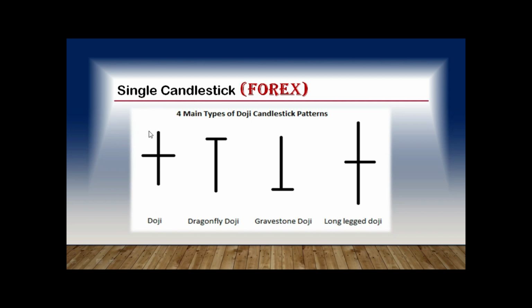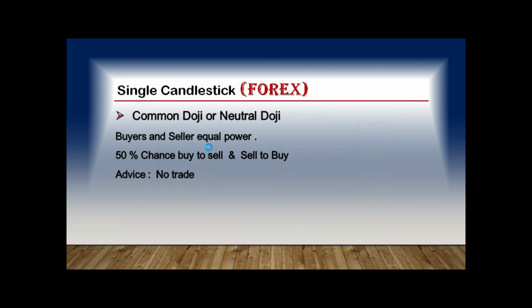So first of all, these are the shapes. The first one is the common doji, also called the neutral doji, and then there is the dragonfly doji. You can see it has the body on the upper side and a long leg on the lower side. After the second doji, there are the third one, the gravestone doji, and the long leg doji. These two we are going to discuss in a further video. First we are going to discuss the first two, common doji and dragonfly doji.